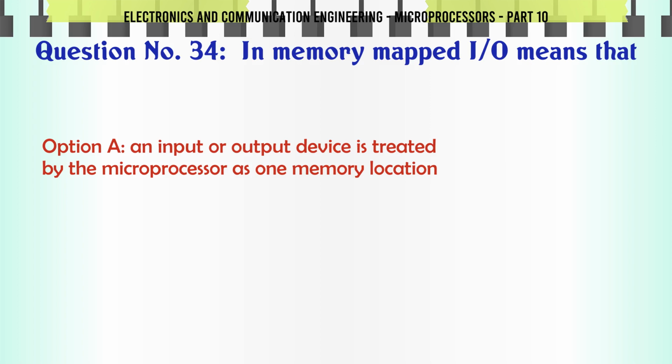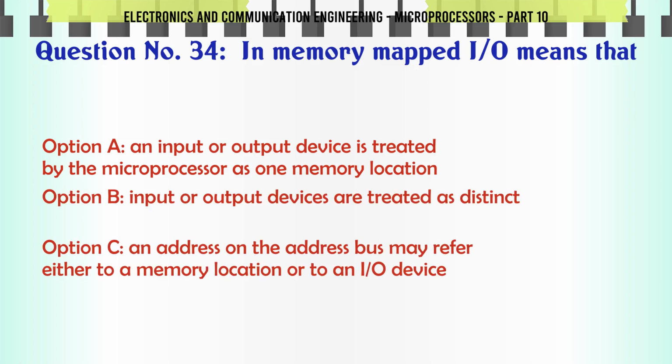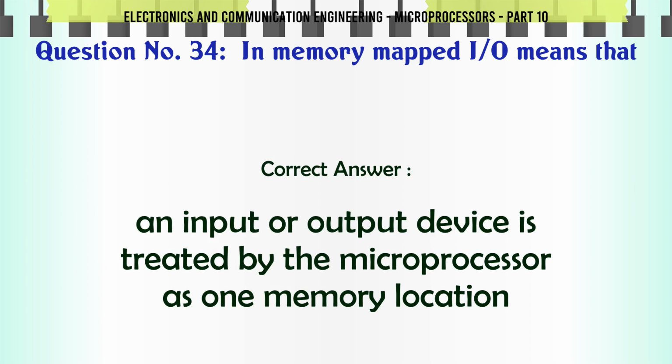In memory mapped I/O means that A. an input or output device is treated by the microprocessor as one memory location. B. Input or output devices are treated as distinct. C. An address on the address bus may refer either to a memory location or to an I/O device. D. None of the above. The correct answer is an input or output device is treated by the microprocessor as one memory location.